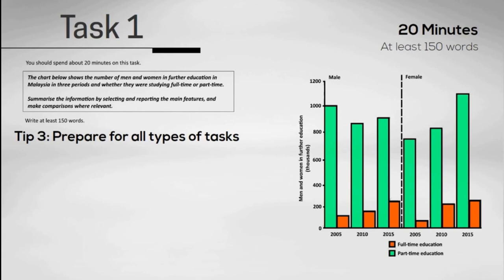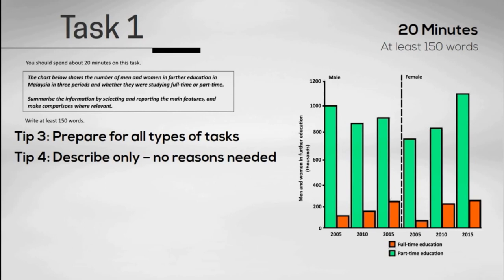Turning to tip number 4, remember, you only need to describe the charts. You do not need to give reasons. So in the example from Malaysia, you do not need to explain why the number of part-time students is much more than full-time students, or why the number of female part-time students is increasing.